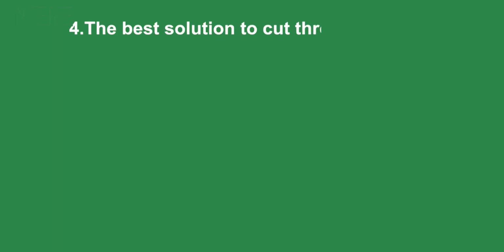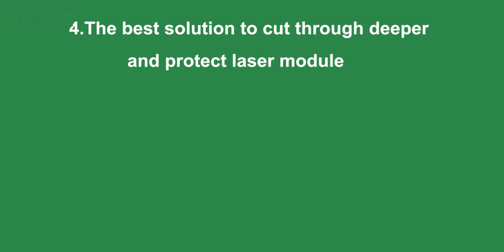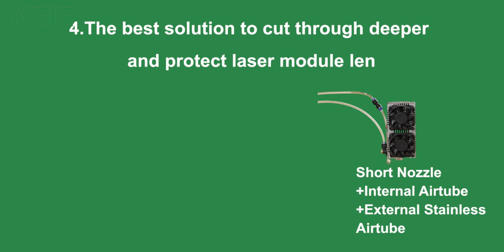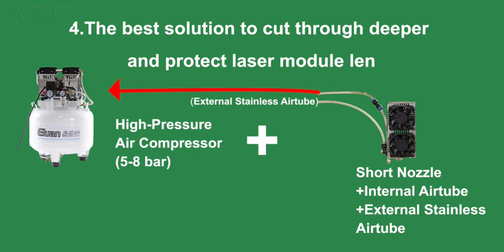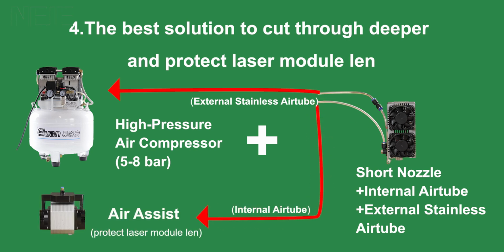The best solution to cut through deeper and protect your laser module lane is to use the two air tubes. The internal air tube you can connect to a high pressure air compressor, and the external stainless air tube you can connect to a small air assist to protect your laser module lane.